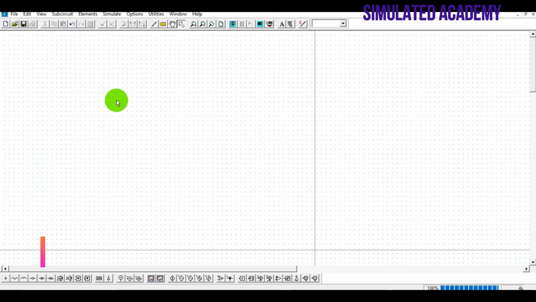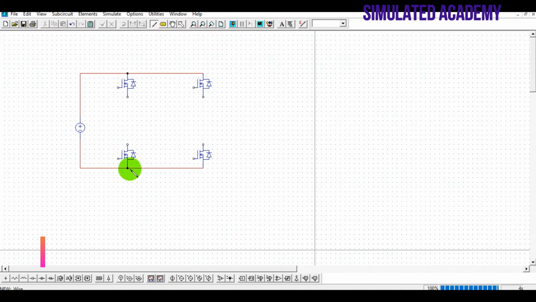Now let's go and simulate our result in PSIM. When you open your PSIM, your window will look like this. First of all, take 4 MOSFETs, 1, 2, 3, and 4. Now take your input voltage and connect these the way I'm doing, the way it looks in the equivalent circuit of the DC to DC converter.